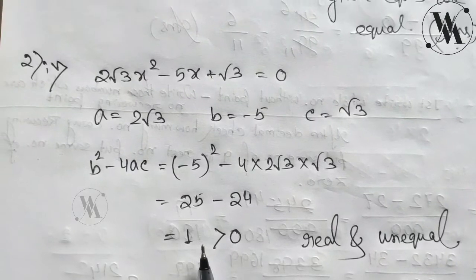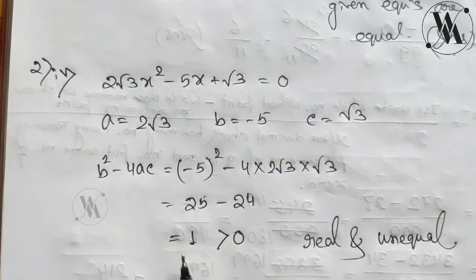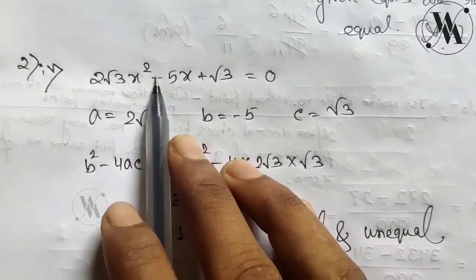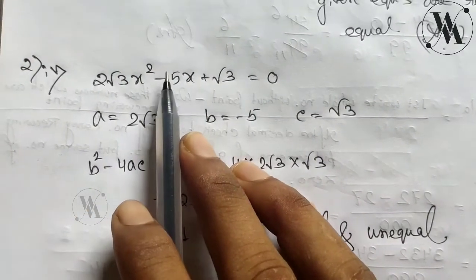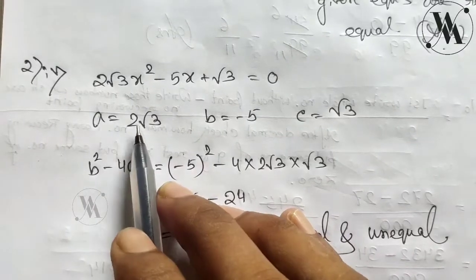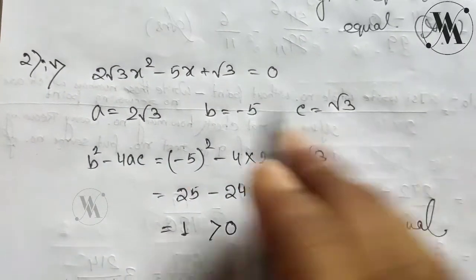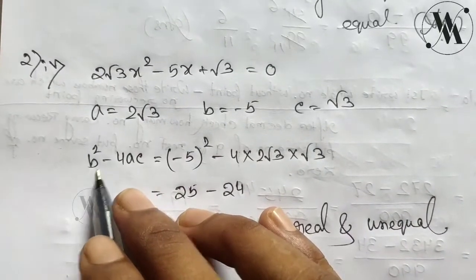Now discuss the nature of the roots of the following quadratic equation. First we have to compare this quadratic equation with the standard quadratic form, and we get that a equals 2 root 3, b equals minus 5 and c equals root 3. Now we have to find the value of b square minus 4ac.